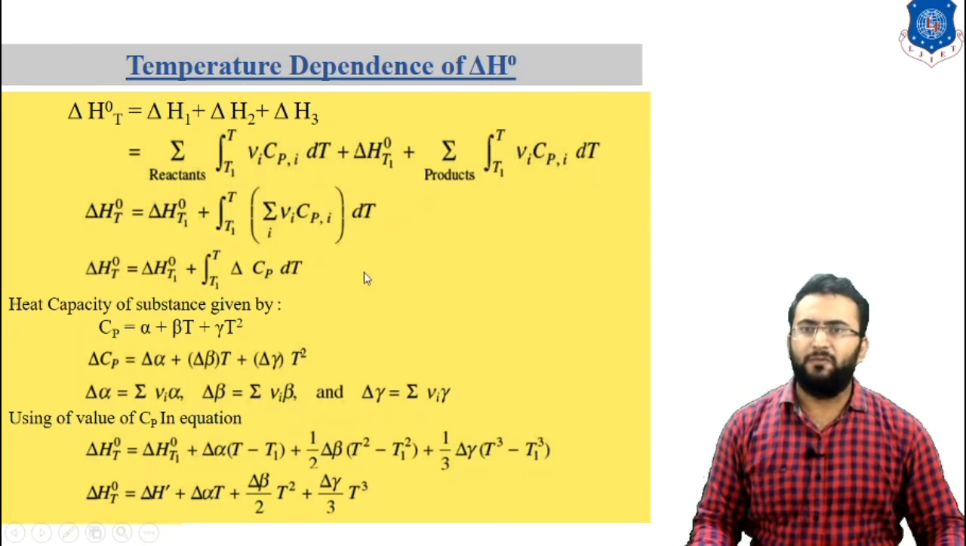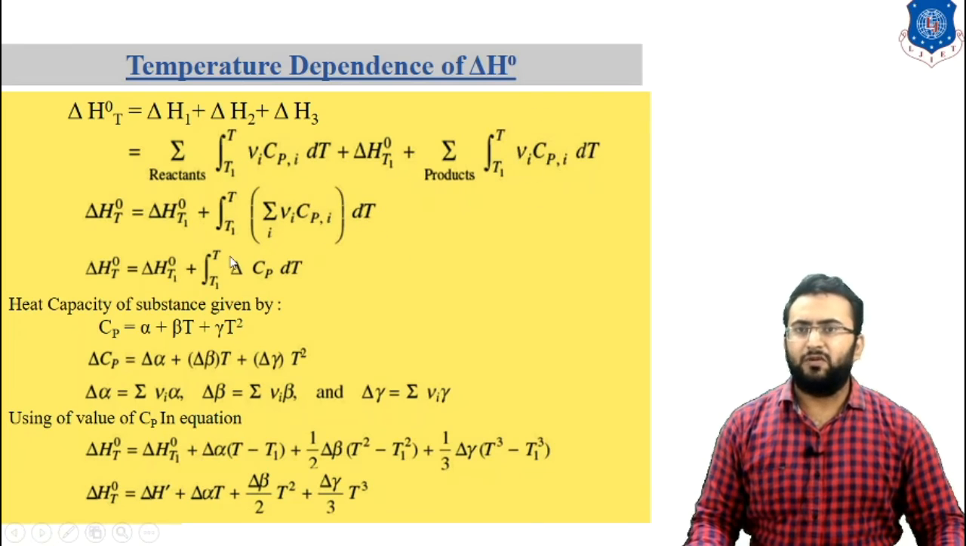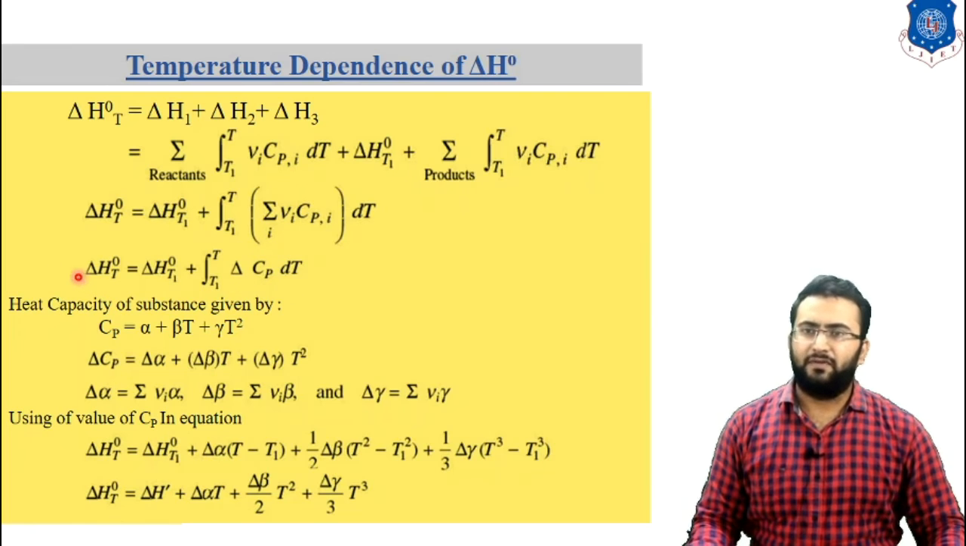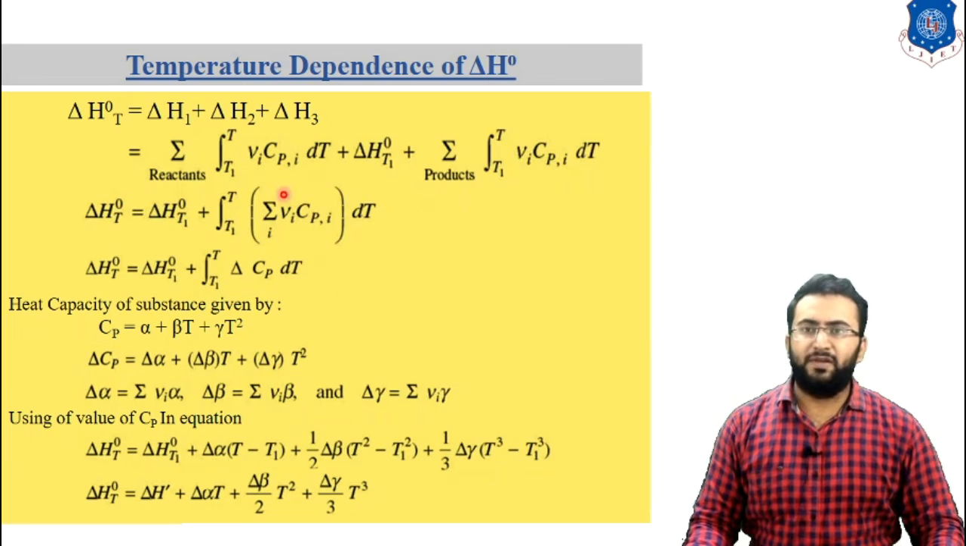By summing these terms, we get delta H0 plus the integration from T1 to T of the summation of Vi Cp dT. These both terms are the same, so we can write the integration from T1 to T of the summation of Vi Cp into dT. The summation of Vi Cp is equal to delta Cp. So we can write delta H0_T is equal to delta H0_T1 plus the integration from T1 to T of delta Cp dT. Using the value of Cp in this equation and integrating from T1 to T, we get delta H0 equal to delta H0_T1 plus delta alpha into (T minus T1) plus 1 by 2 delta beta (T square minus T1 square) plus 1 by 3 delta gamma (T cube minus T1 cube).